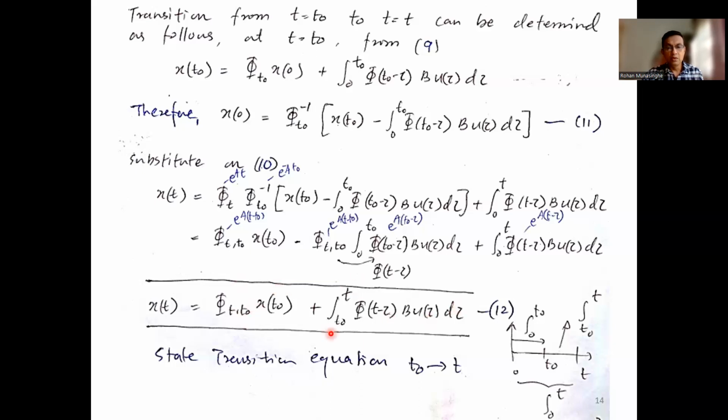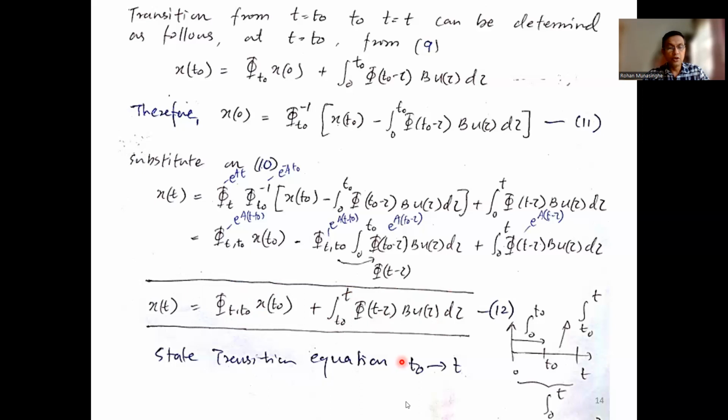And then you have the convolution integral. The input comes in and it drives the states further. And this is how it happens, okay? For that period of time, you have to integrate it from 0 to t.